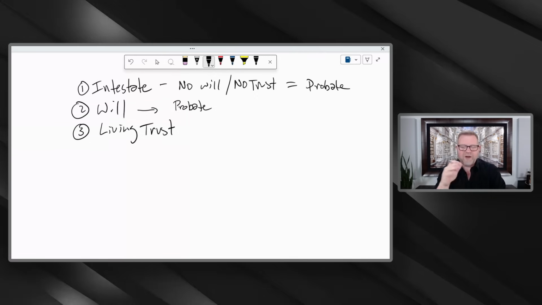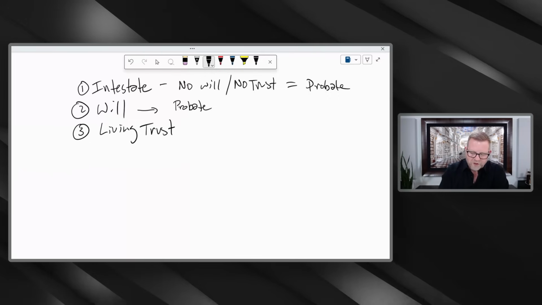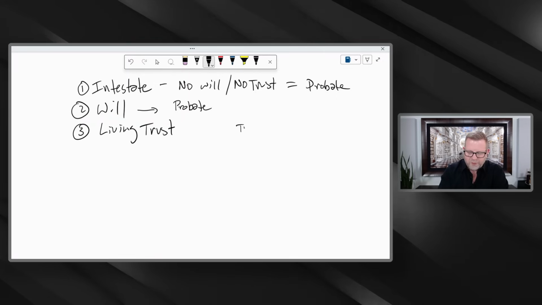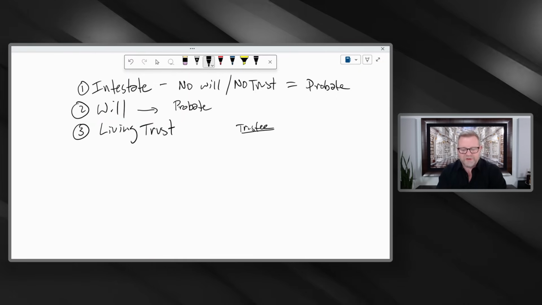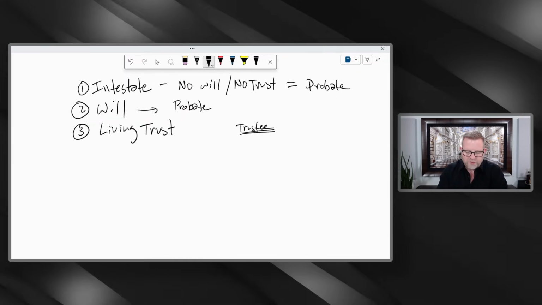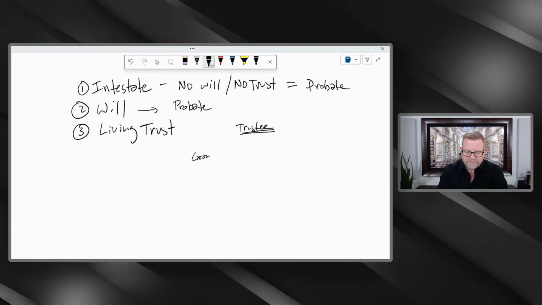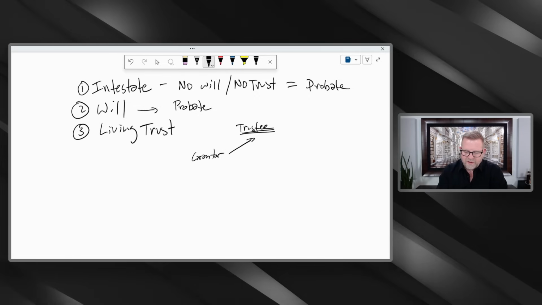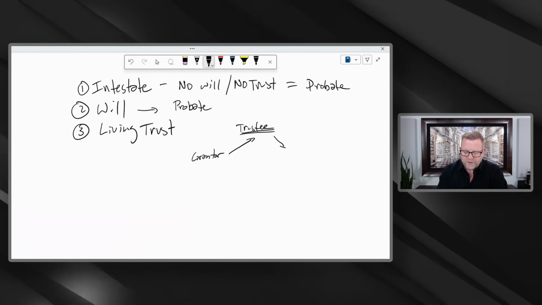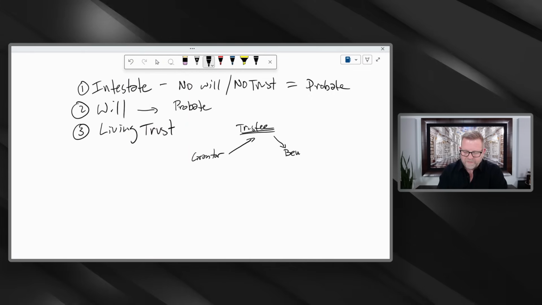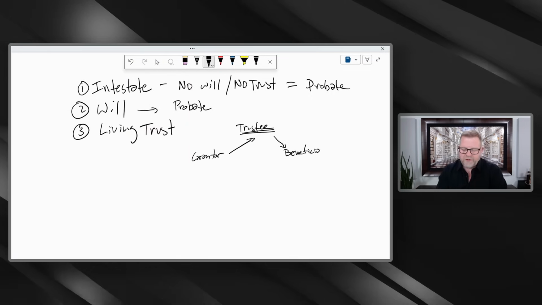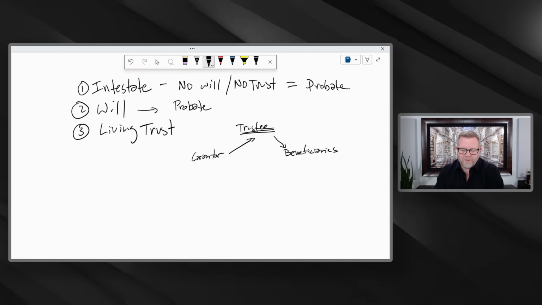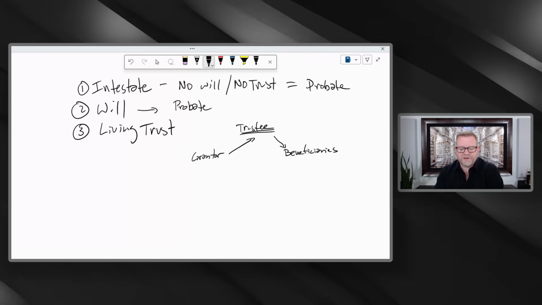But it could go to your future generations. Now, here's the thing about a living trust. There's three parties to it. The party that manages everything is called a trustee. The party that creates it and funds it, you're a grantor, and then the trustee is holding it for the beneficiaries. During your lifetime, you're all three. If you become incapacitated, you could have a new trustee.